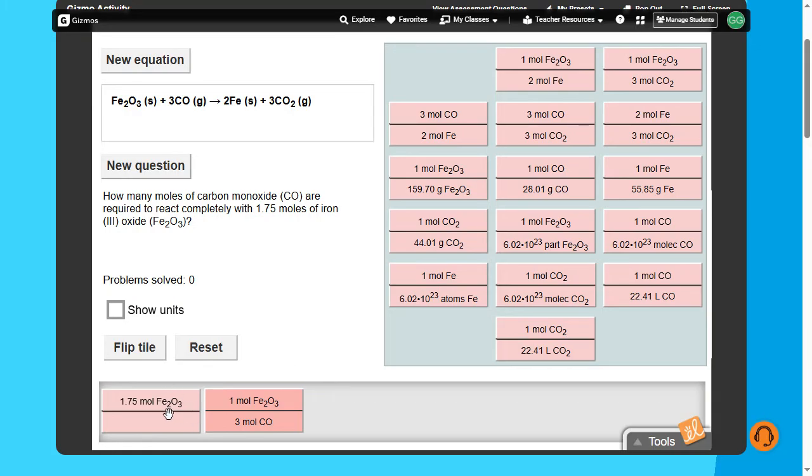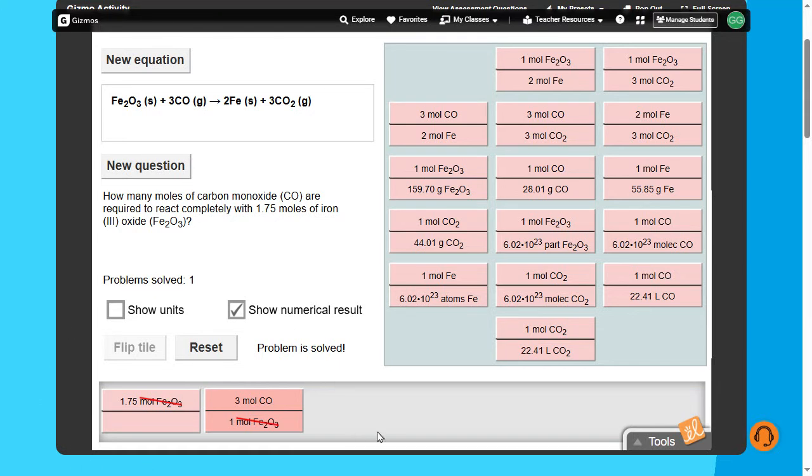Right now, iron 3 oxide is on top, so we'll need to flip the tile so that the units of iron 3 oxide get canceled out. The units here are canceled out for you automatically. So right now we have the answer. It is 1.75 times 3. So the numerical result is shown, and the problem has been solved.